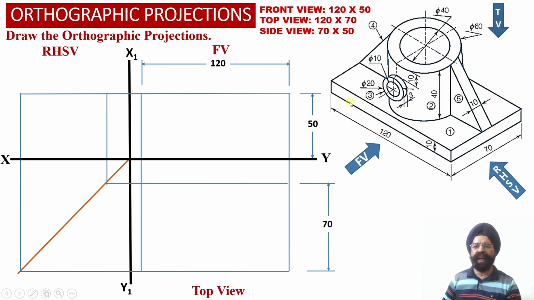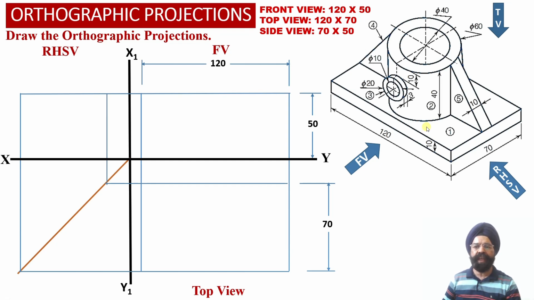So now we can divide the solid into four elements. Element number 1, it is a horizontal web which is having height equal to 10 millimeter, and this horizontal web, it is resting onto the ground. Now the element number 2, it is a vertical hollow cylinder having outer diameter 60 millimeter, inner diameter 40 millimeter, which is resting centrally on top of this horizontal web over here.